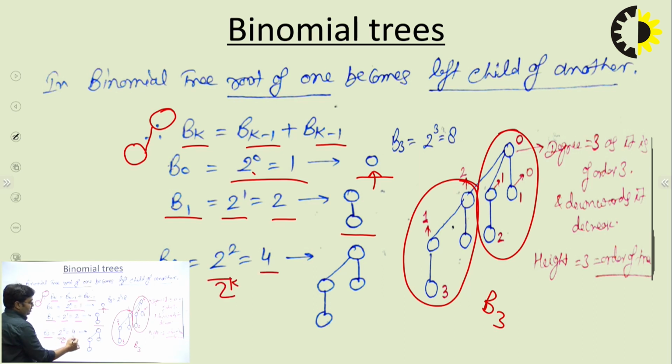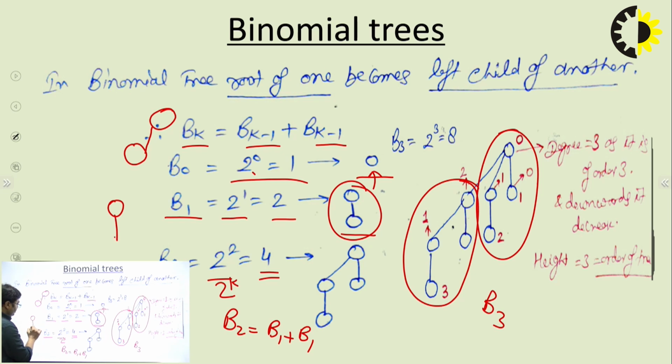B2 is 2 raised to power 2, which has a total of 4 nodes, and it is the combination of 2 B1s. We have B1 like this: the first B1 is this and the second B1 is this, and the first B1 is connected as a left child with the other B1 like this.